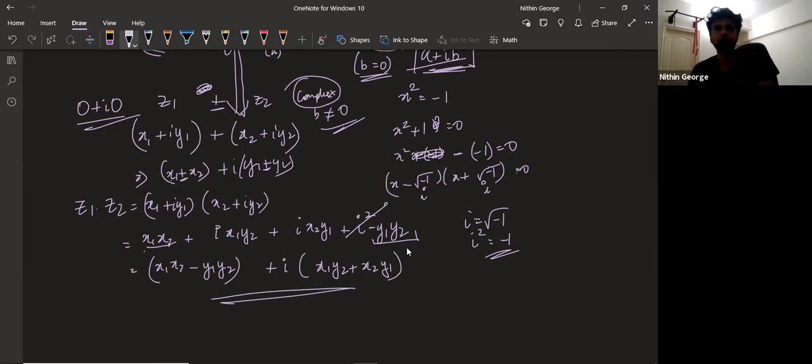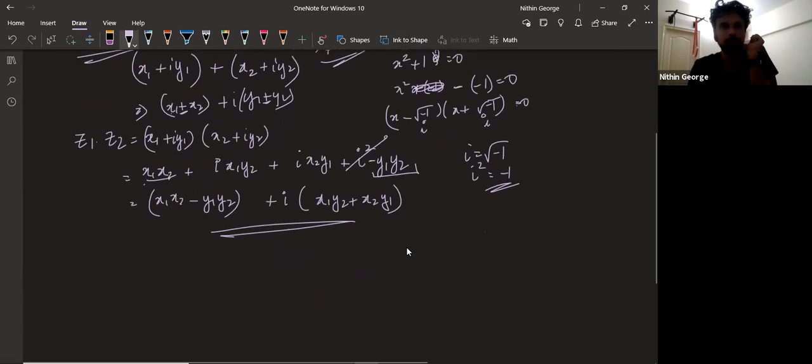Okay. You don't need to remember this, but you can multiply it on the go and solve it. But remember what will happen is the x parts will multiply with each other, x1, x2. Y parts will multiply with each other with the minus sign. Plus i into, you intermix both, x1, y2 plus y1, x2.